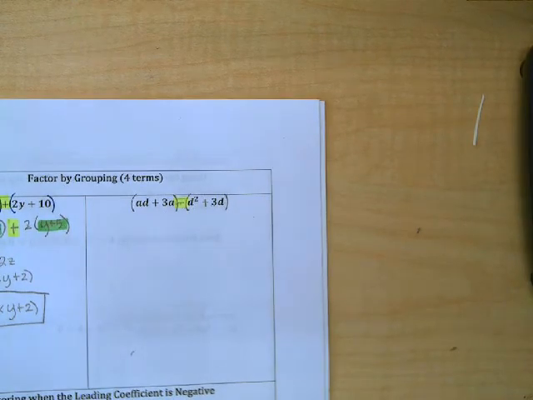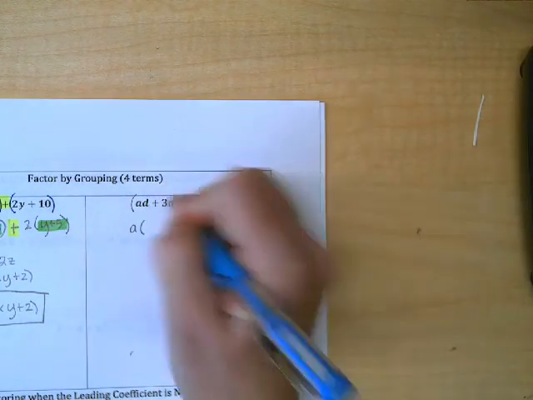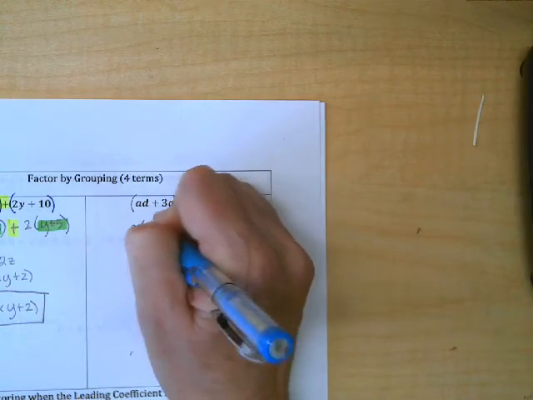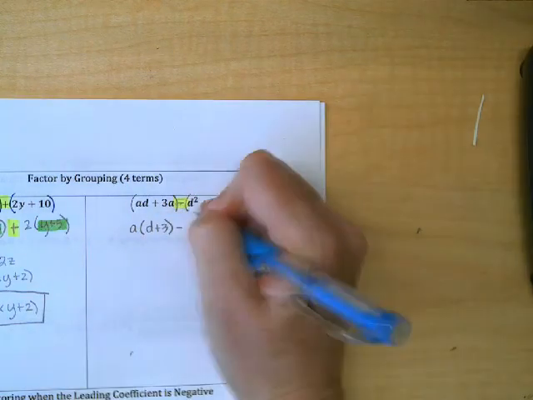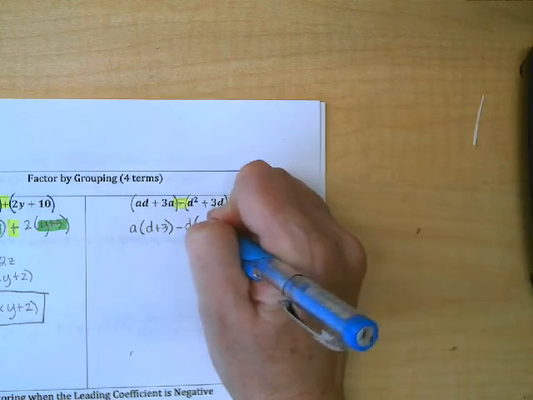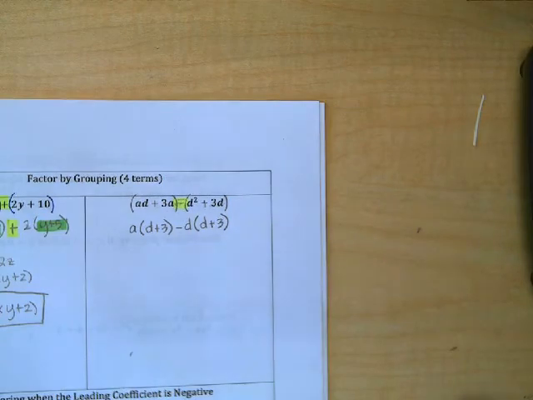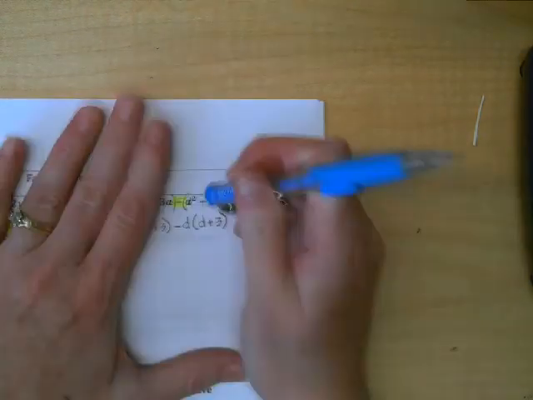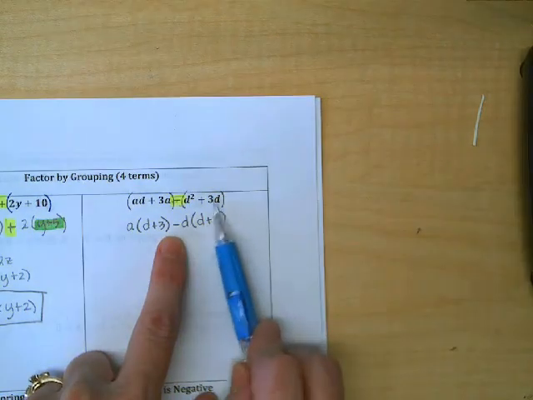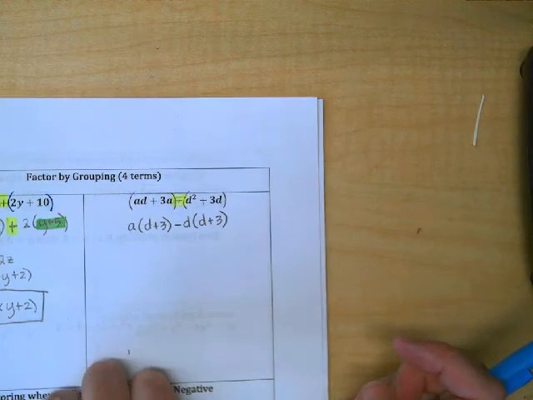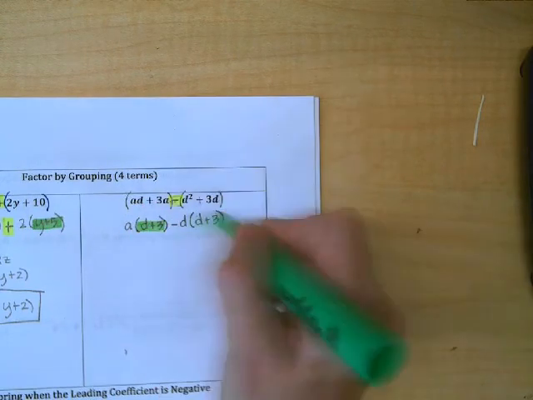Now let's look. The greatest common factor is an a, and I'm left with d plus 3. I'm going to bring down my minus sign. Take out a d. And there's a d plus 3. This is kind of weird, remember how I put that plus up there? But if I multiplied this back through, see how I would get minus d squared minus 3d, which is what I wanted.